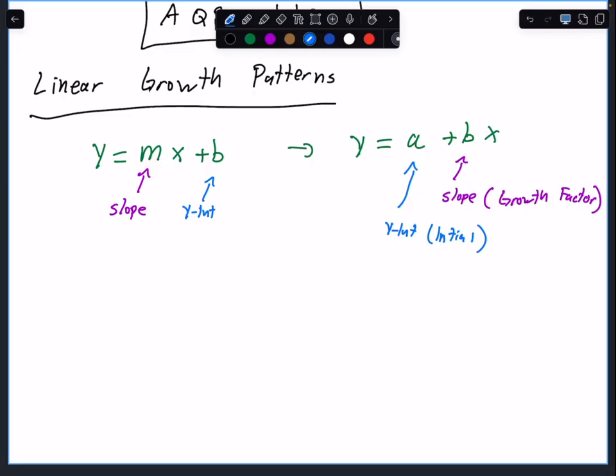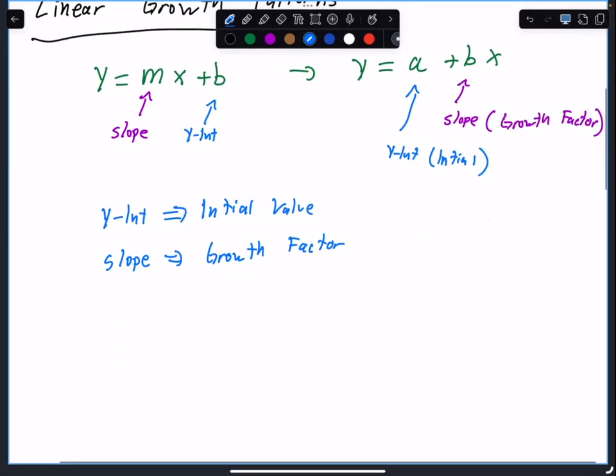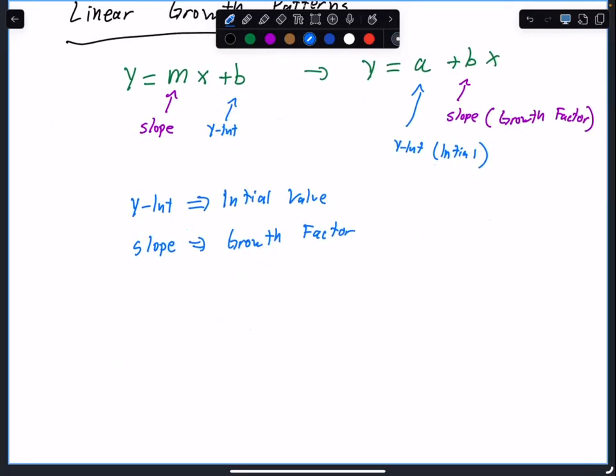What I want you to understand here is that the y-intercept is the same thing as the initial value, and that slope is the same thing as the growth factor. How much it is changing.